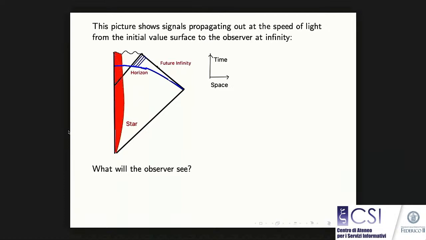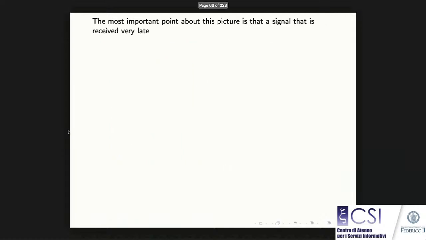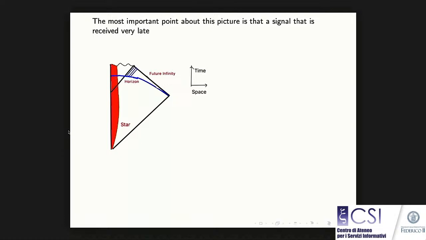Now, what is the observer going to see? Part of Hawking's insight was that although the full details of exactly what the observer will see depends on the details of the collapsing star, if we ask what the observer will see in the far future after transients die down, we will get a universal answer. The most important point about this picture is that a signal that's received very late originated from very close to the horizon. So very late means very, very far up on this black line, up to future infinity, which is really the corner of the picture up here. For a signal from outside the horizon to get up there, it has to travel very close to the speed of light, originating very close to the horizon. We'll make that more quantitative in a moment.